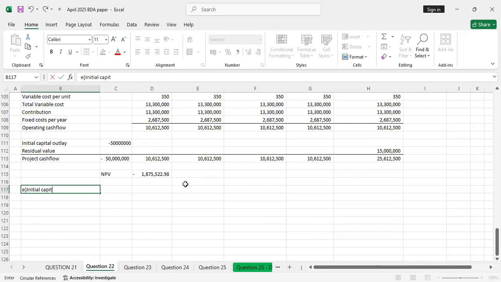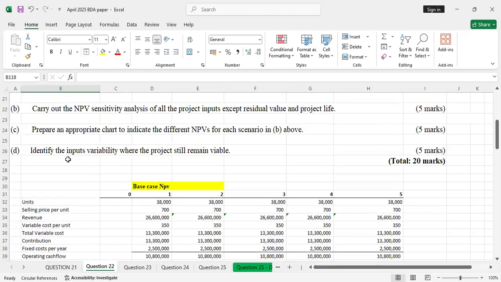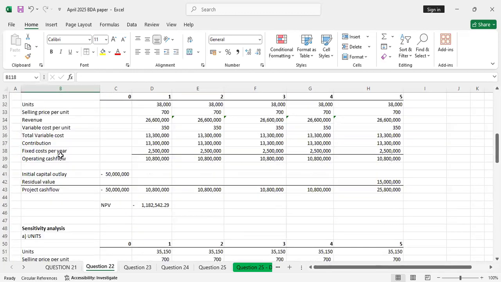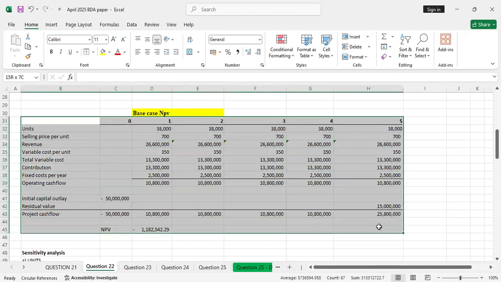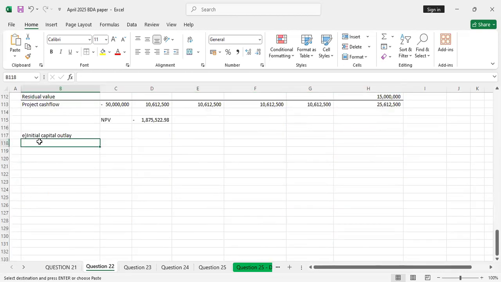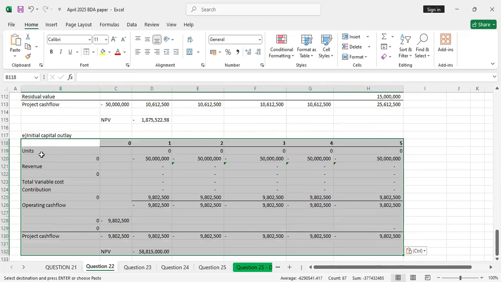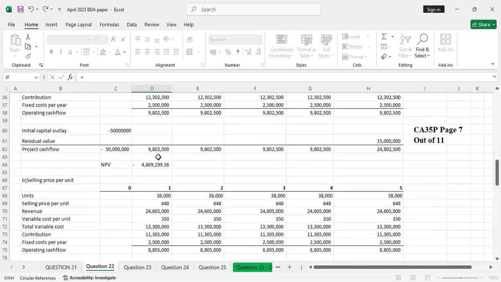Initial capital outlay. So I'll copy the same thing, copy and paste. We'll copy up to NPV. Control C, Control V. So we'll have units, the units till 38,000 units.